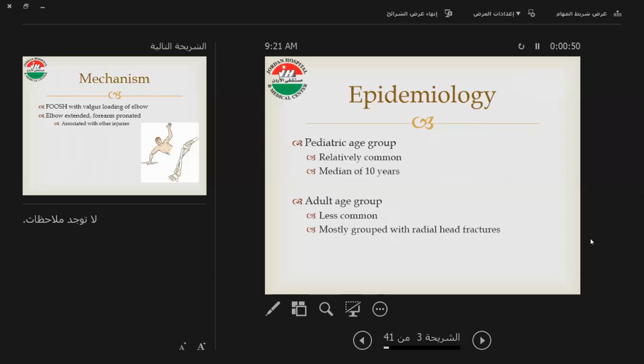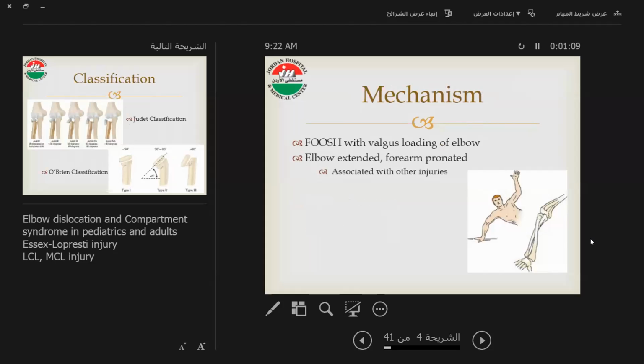To start with, radial neck fractures are relatively common fractures around the elbow in the pediatric age group, with a median age of around 10 years, but they are less common in the adult age group. Mostly they are grouped with radial head fractures and associated with them most of the time. The mechanism is usually either falling on the outstretched hand with valgus loading of the elbow, or with the elbow extended and the forearm pronated, and may lead to other associated injuries around the elbow, such as other fractures, coronoid, olecranon, or soft tissue injuries such as the LCL and MCL.